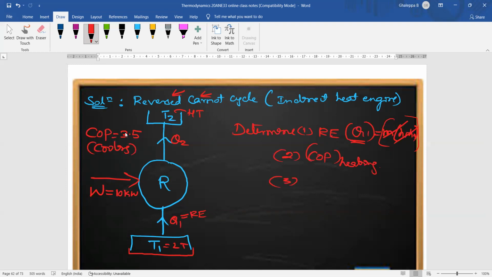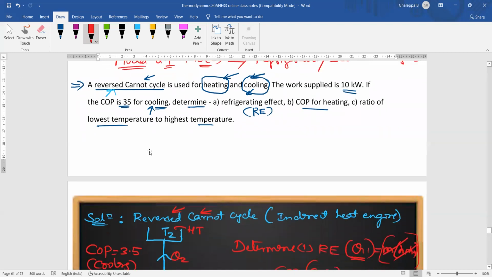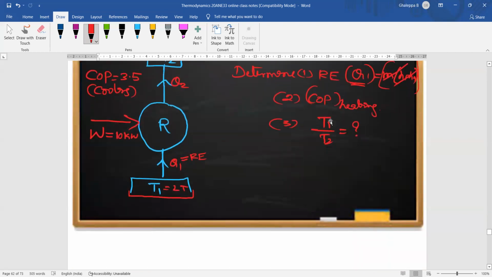Then the third one is what he has asked: the ratio of low temperature to high temperature. Here I have assumed T1 is the low temperature. So what is the ratio T1 divided by T2? It is a very simple numerical. Let me first write the refrigerating effect formula.